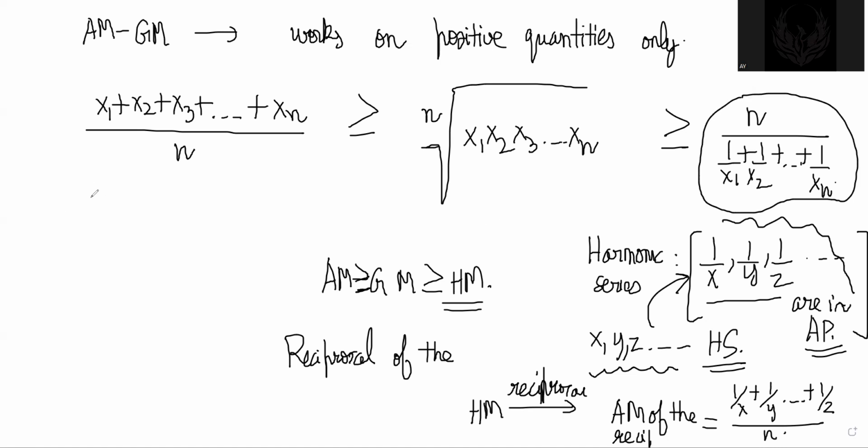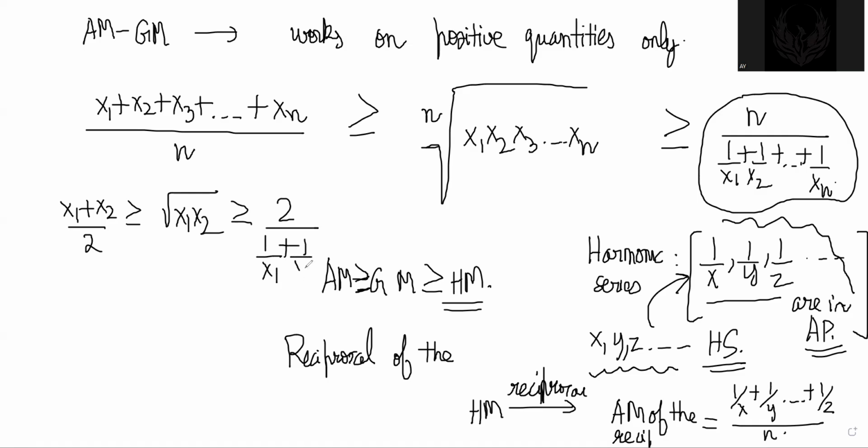If you apply it to two terms, you will say (x1 plus x2) by 2 is greater than or equal to root of x1 x2, which is greater than or equal to 2 divided by 1 by x1 plus 1 by x2. This third term comes out to be 2x1x2 by x1 plus x2. For three terms, similarly, everything will be slightly bigger: (x1 plus x2 plus x3) by 3, cube root of x1 x2 x3, and 3 by 1 by x1 plus 1 by x2 plus 1 by x3.